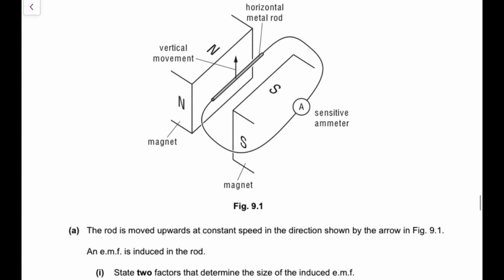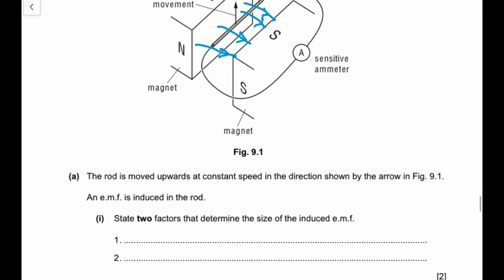So it's going to be moved perpendicular to the magnetic field lines, which are going to be pointing from north to south, and you are moving the metal rod, which is a conductor, in a direction that's perpendicular to the magnetic field lines. And this means an EMF will be induced in the rod. An EMF is induced in the rod.